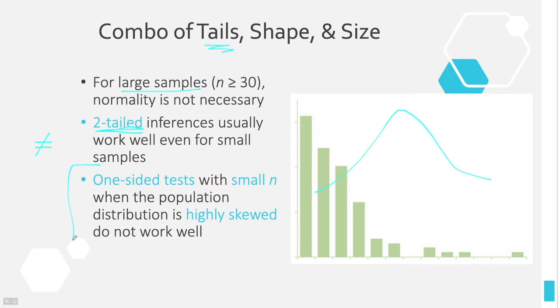But when you are bad at all of them, so when you have a one-sided test instead of the two-sided test, when you have a small sample size instead of a large sample size, and when you have very skewed data, then you should not be doing this test. So that's kind of what it's telling you to look at, all of these things on that last assumption.